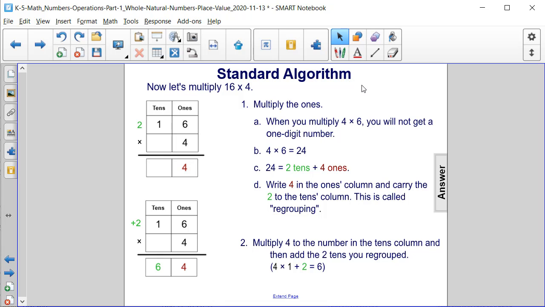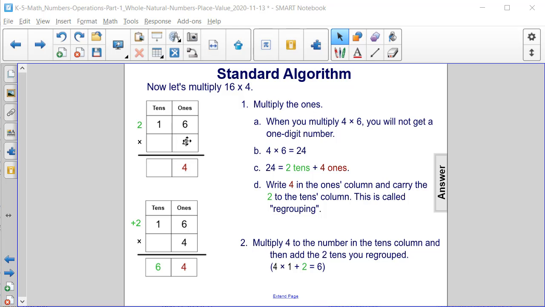Now let's multiply 16 times 4. Again, we'll line up 16 in the tens and ones column because 16 is 10 plus 6. So it has one set of 10 and 6 ones. And then we're multiplying it by 4, which only consists of 4 ones.